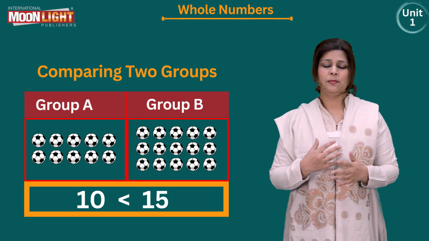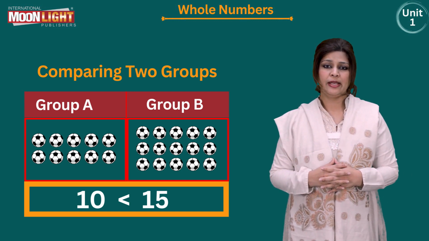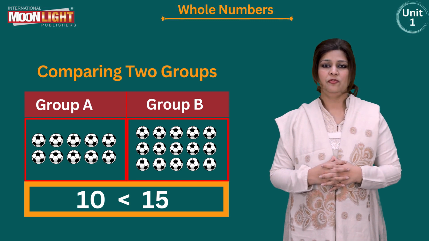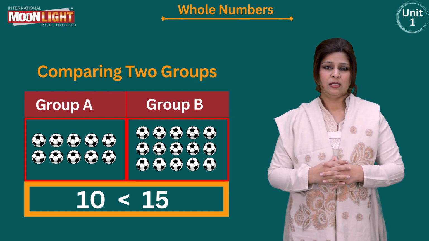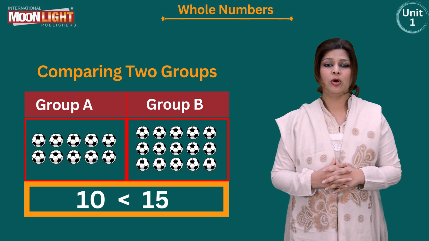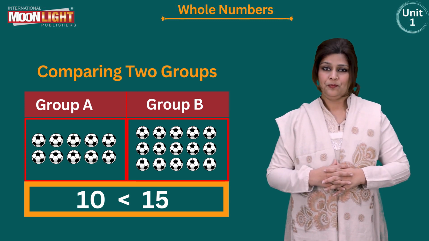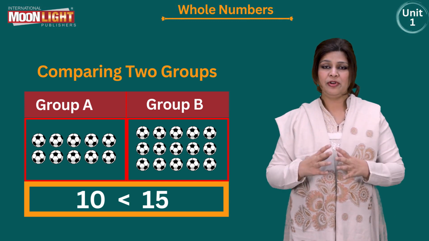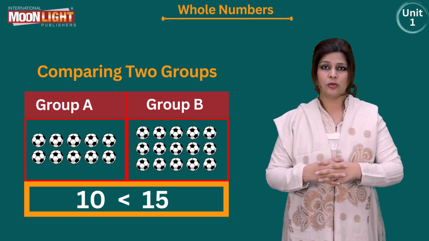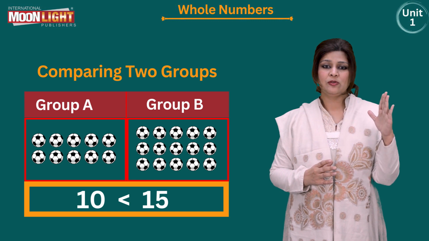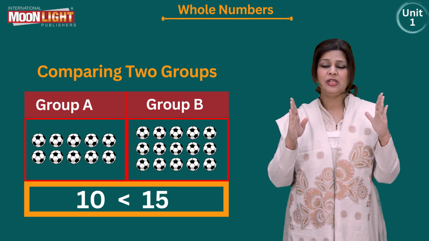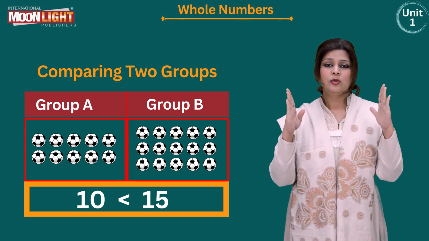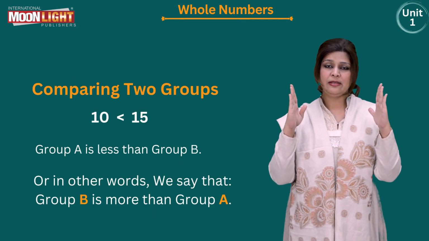Now students, let's do one more example for more practice. Okay, check this group now. How many footballs are here in group A? Very good. These are 10 footballs. And how many footballs are there in group B? Very good. Count and tell me. Yes, these are 15 footballs. So the number 10 is over here in group A and the number 15 is over here in group B. So which number is greater?